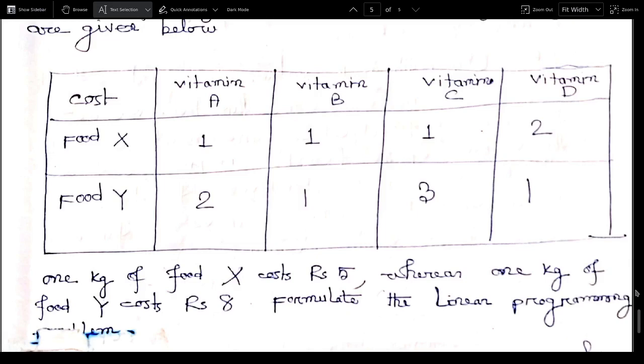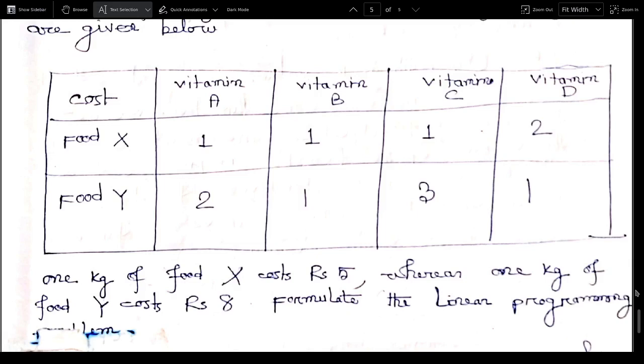Means what? Suppose one linear programming problem is given, right? So this gives us either maximization or minimization, means maximum profit or minimum cost. This is called the optimal solution. So any point in the feasible region. So what is the feasible region? Feasible region means, suppose constraints are given. The feasible region means what?